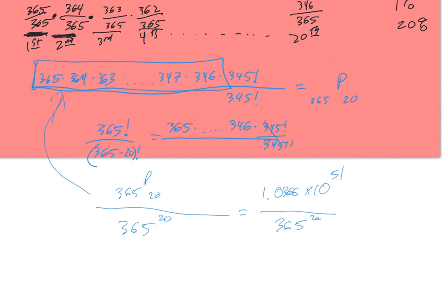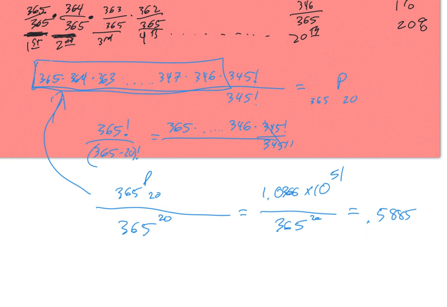I have a frame. 1.0366 times 10 to the 51st divided by 365 to the 20th, according to my calculator, is 0.5885. There is a 58.5% chance that if I have 20 people in a room, that they all have different birthdays. That's the probability that their birthdays are different.